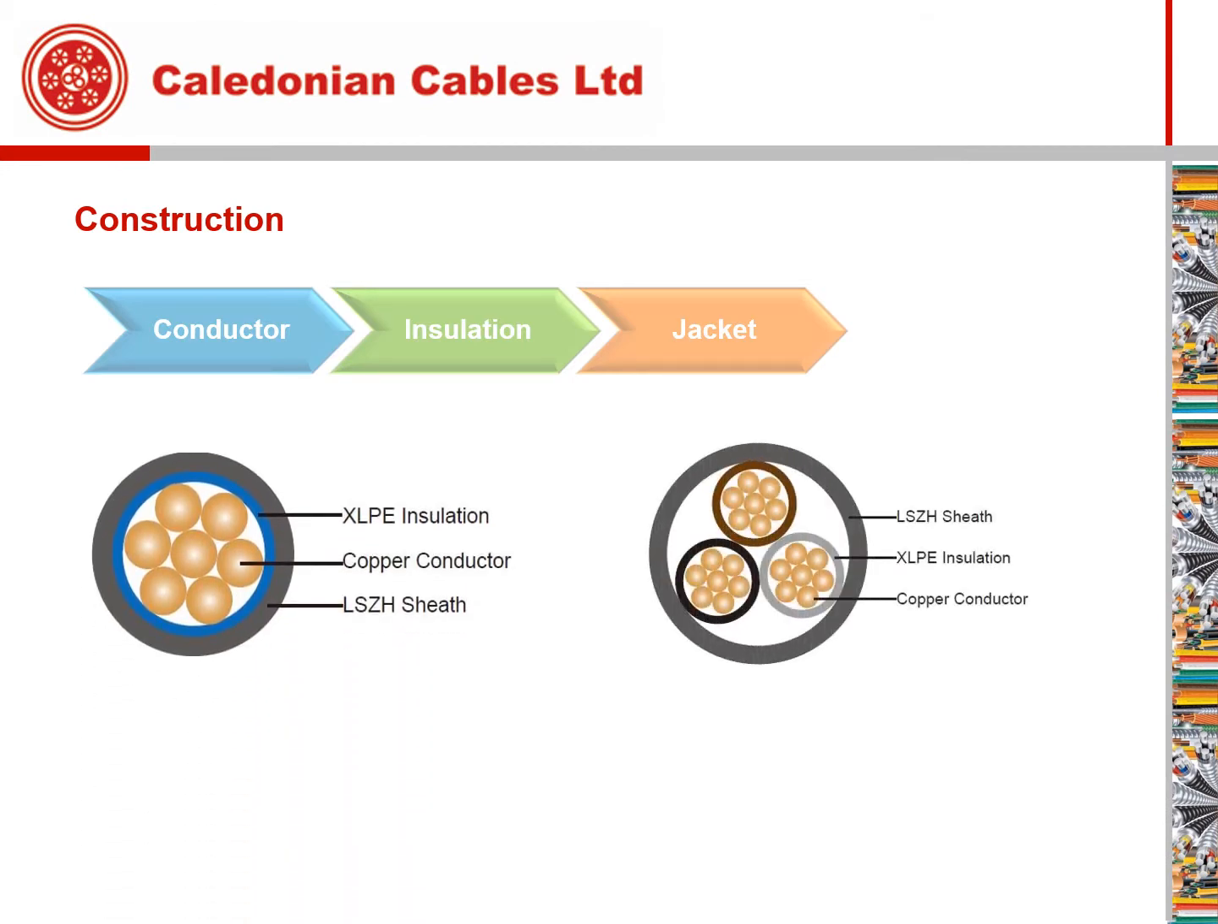Regarding the cable construction, different kinds of cables have different characteristics. We now just discuss some usual ones. On the left picture, we can see a single core cable. On the right is a three-core cable. They all are with copper conductor, XLPE insulation, LSZH sheaths.